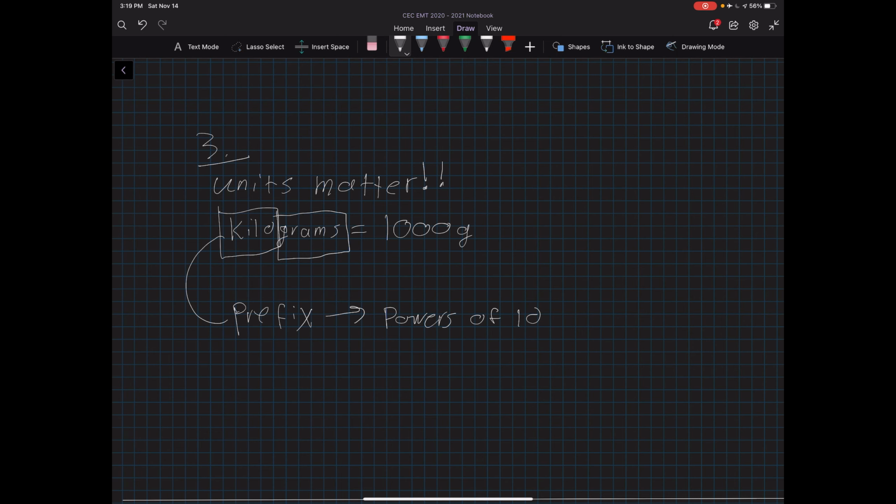So kilo means 1,000. And it doesn't matter what. And this can be grams. This can be liters. You can have a kiloliter, right? You can have a megaliter. Most of the time when we're dealing with volume units, we're dealing with things like milliliters or liters. You don't normally see kiloliters, but it is technically correct to be able to do that.